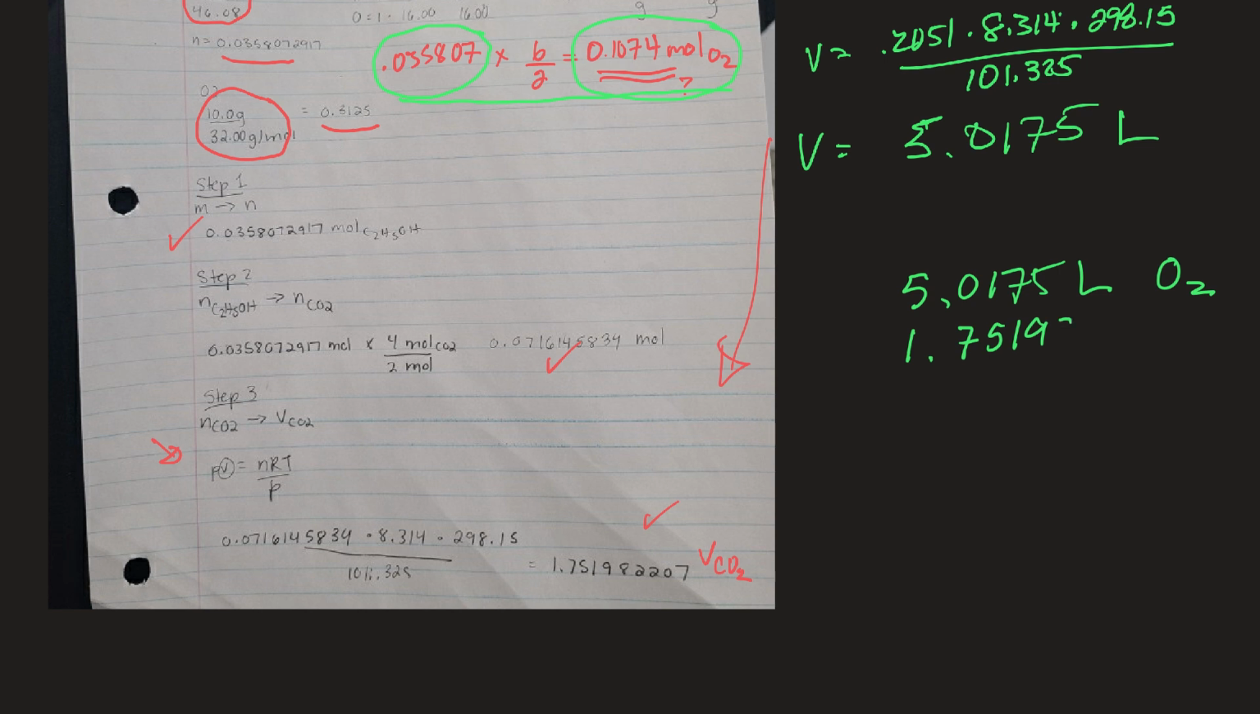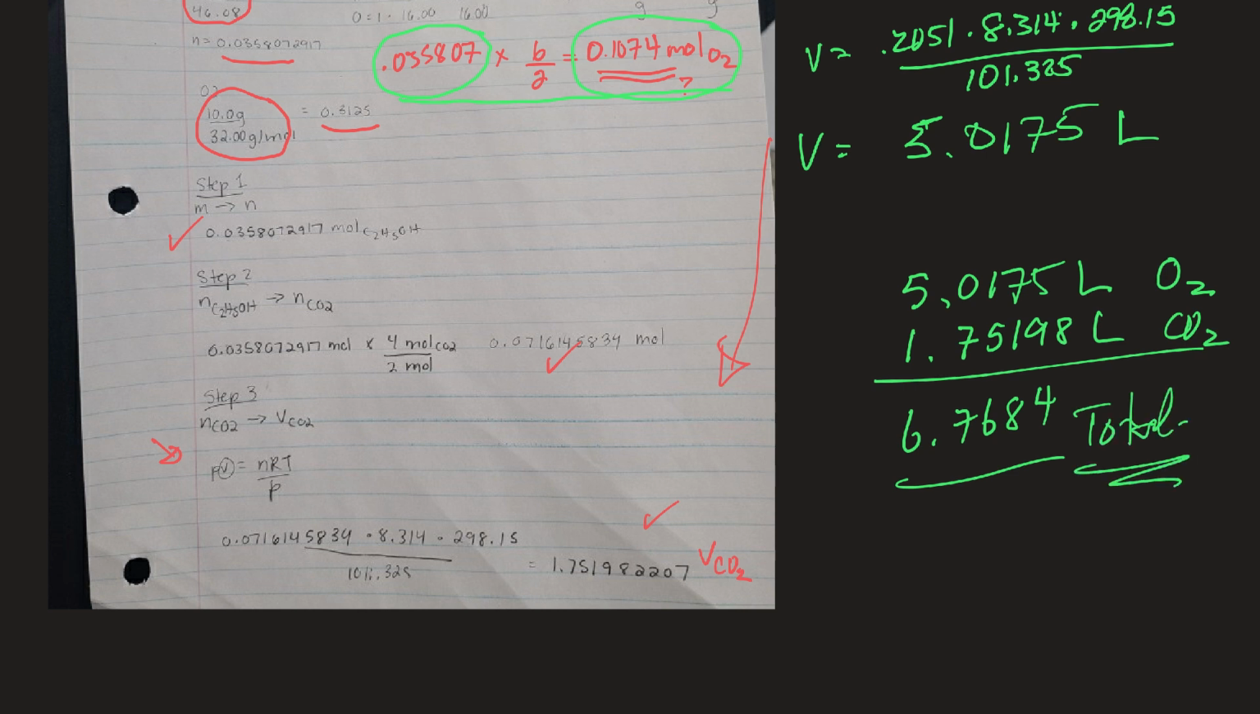And I add to it the 1.719 whatever liters of CO2 that got produced. If I add those, I'm going to get, what will that be? 14.8676, something like that, 6.7684, and round that off to whatever the sig figs are for the question. And that would be the total amount of gas in that container.